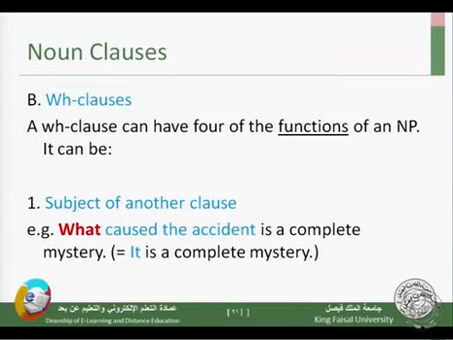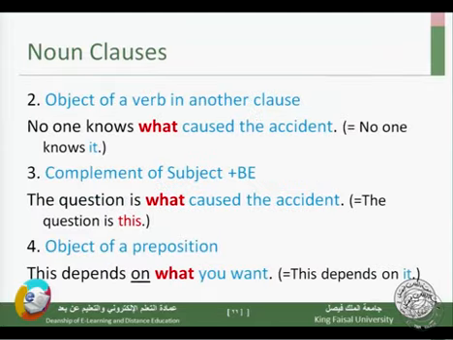It is a subject as well. So this is the first function, the subject of another clause. The second function, the object of a verb in another clause. No one knows what caused the accident. Knows is the verb, and it needs an object. So no one knows this thing. Okay, it needs a direct object.